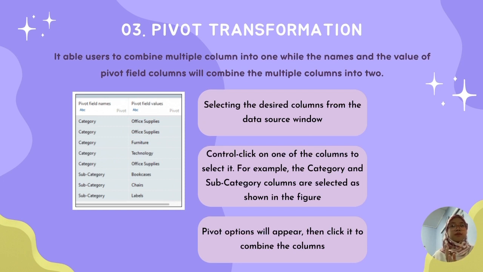In order for me to pivot transform the data, I need to control click on one of the columns I want. So for example, the category column, and then I also select the subcategory column simultaneously, and then the pivot option will appear. I click the pivot option and it will combine the columns that I already selected, as shown in the figure.